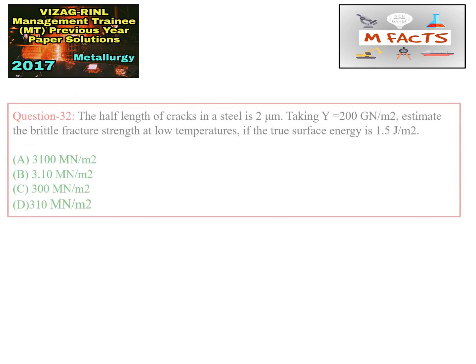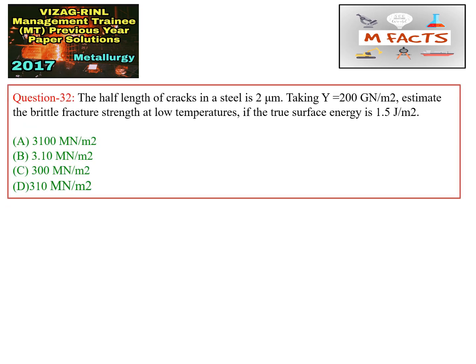The next question is: the half length of cracks in steel is 2 micrometer, taking Y equal to 200 giganewton per meter square. Y means E, the elastic modulus. Estimate the brittle fracture strength at low temperatures. We have to identify this sigma value if the true surface energy is 1.5 joule per meter square. This is our gamma value. We can relate this to brittle fracture.